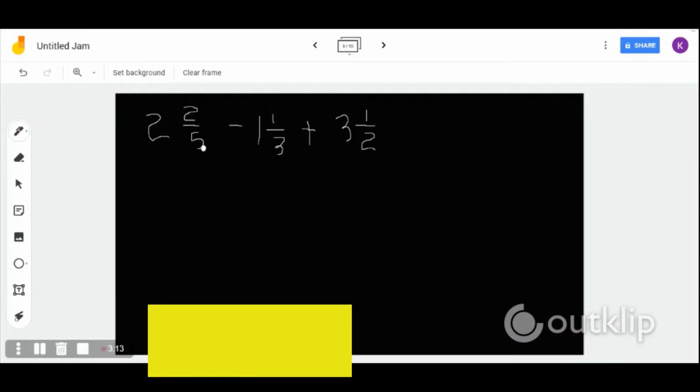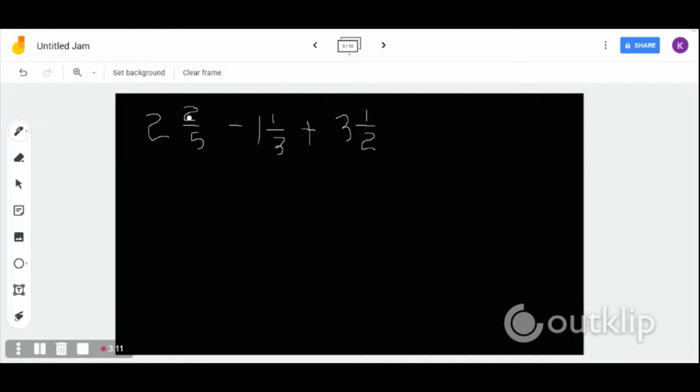So it is 5 times 2, 10, plus 2, 12. So that will be 12 over 5 minus 3 times 1 is 3 plus this 1 at the top is 4. That's 4 over 3 plus 2 times 3 is 6 plus 1 is 7. So that is 7 over 2.